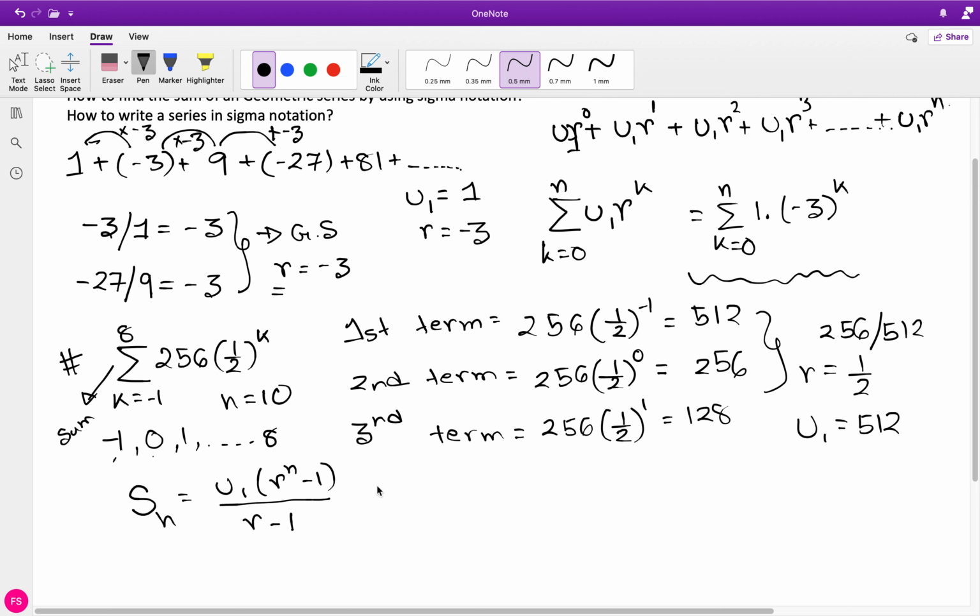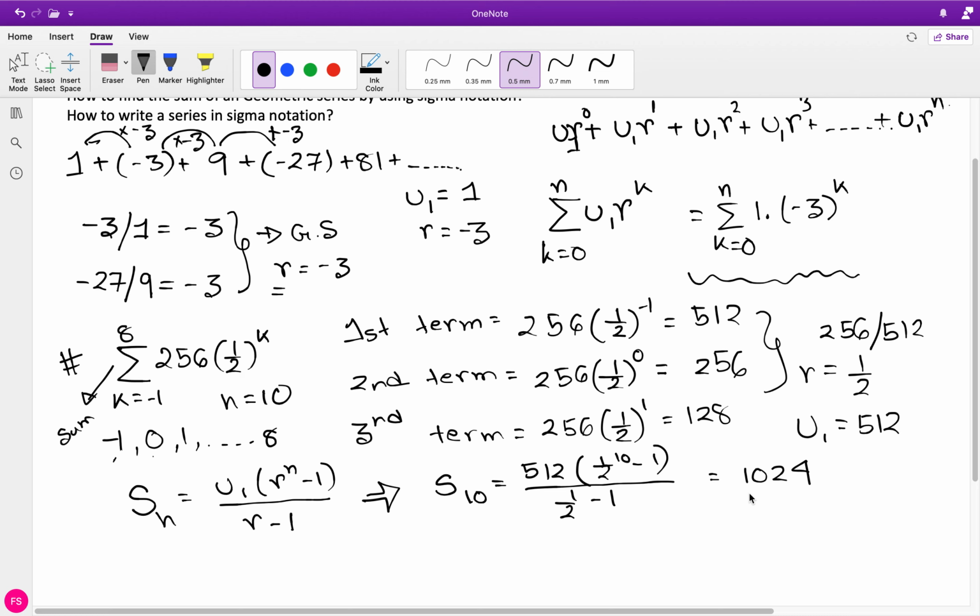Now that I know n, I can easily substitute this into the formula, and it's going to give me S of 10 equals, u1 is 512, times (half to the power of 10 minus 1) over (half minus 1). If you put these numbers in the calculator, you will get something around 1024.